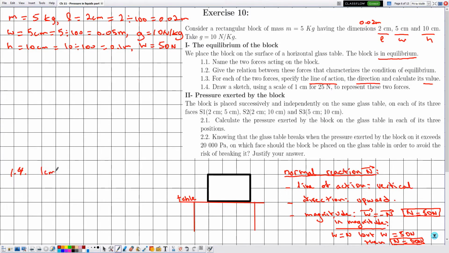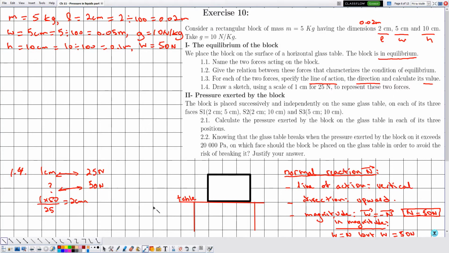So 1 centimeter corresponds to 25 newtons, because our rulers are graduated by centimeters and not by newtons. So now we know that the magnitude of each force is given by 50 newtons, and this value corresponds to 1 multiplied by 50 divided by 25, which is 2 centimeters. So the length of each vector acting on the rectangular block is 2 centimeters.